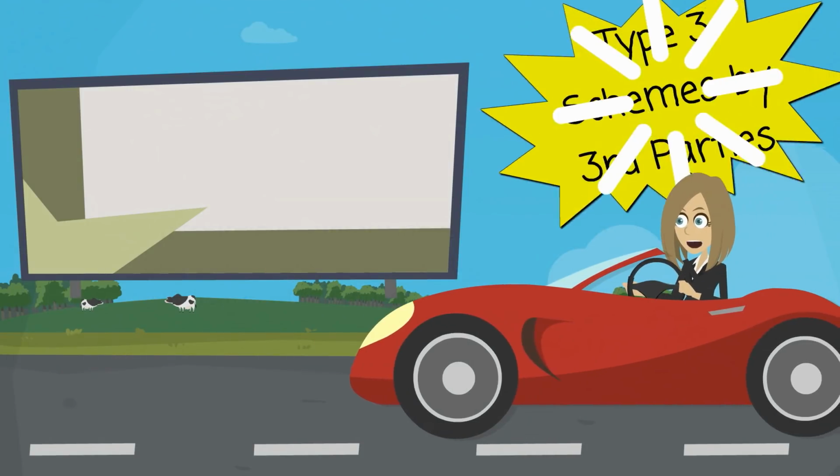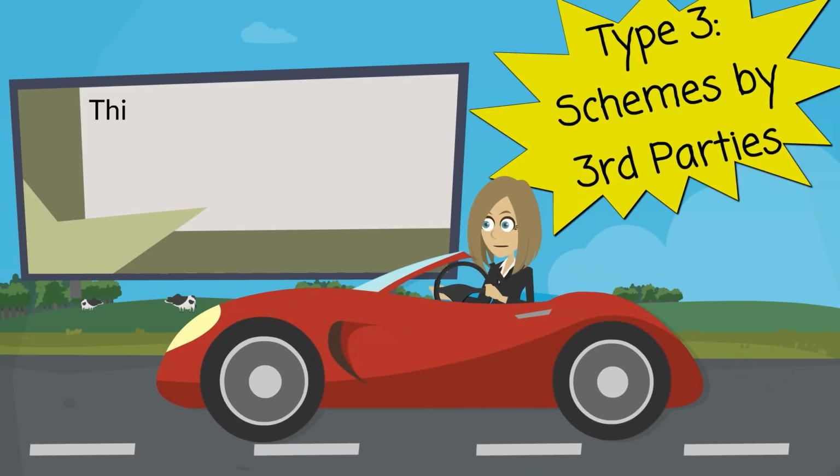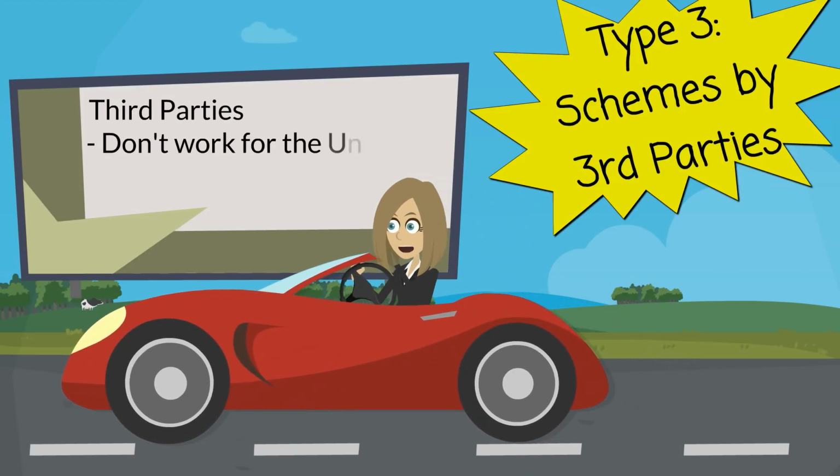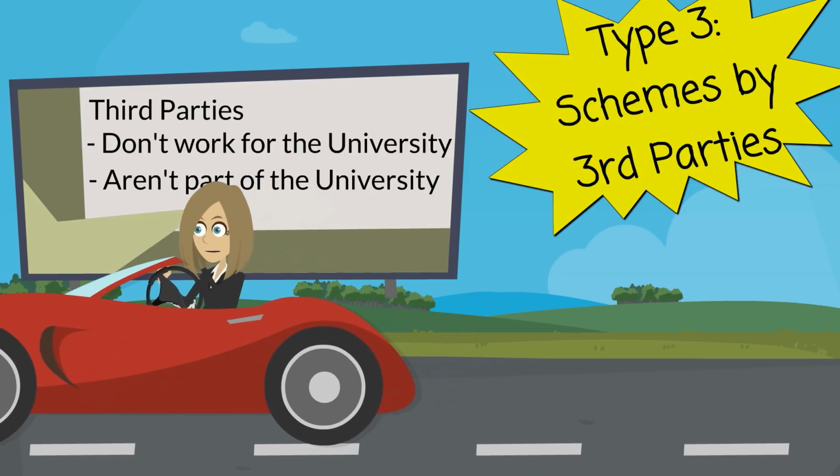The third type of fraud involves schemes perpetrated against the university by third parties. Third parties are people who don't work for the university and entities that aren't part of the university.